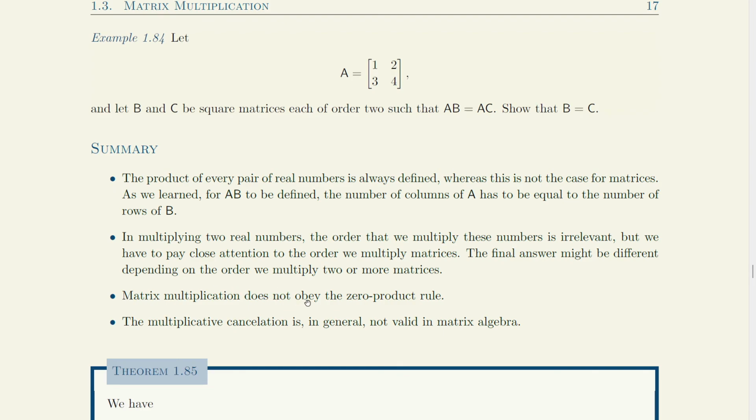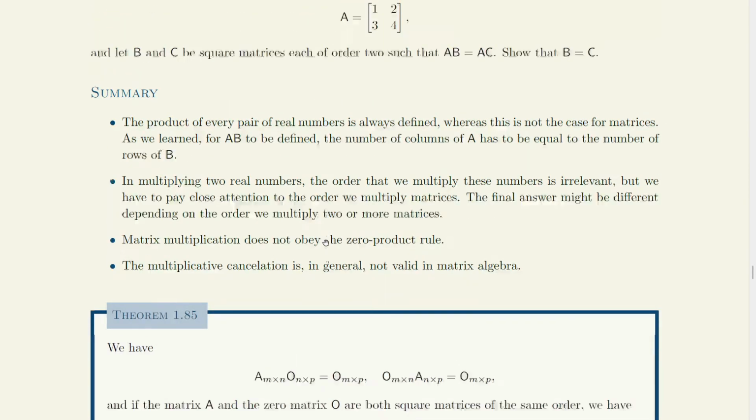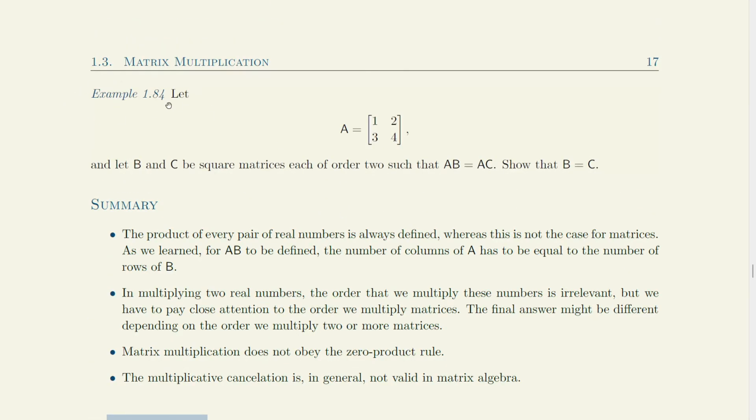Matrix multiplication does not obey the zero product rule. The multiplicative cancellation is in general not valid in matrix algebra. So you need to understand that. But before actually leaving this lesson, I will stop here. This is one of the examples, because I can look a little bit ahead of myself. And now I have given you an example for which cancellation is allowed, without saying how I came up with this example.